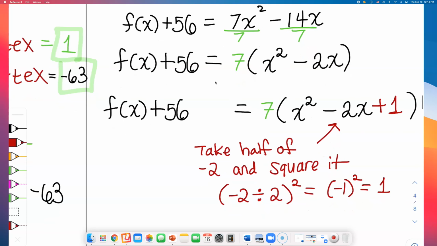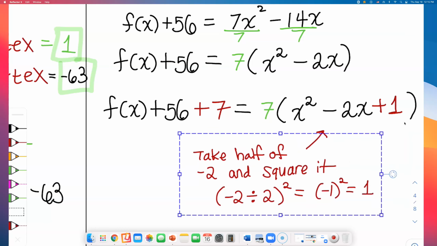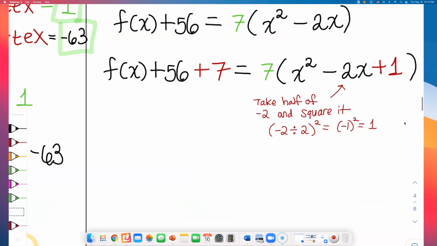But technically, what am I adding to the right-hand side? I'm not just adding 1 to the right-hand side, right? I'm actually adding 7. 7 times 1, when you distribute it, you will get a plus 7 in this position. So I should not add 1 here. I should add 7 on the right side. That's why the numbers that we are adding look a little bit different, okay? It's time for us to simplify.